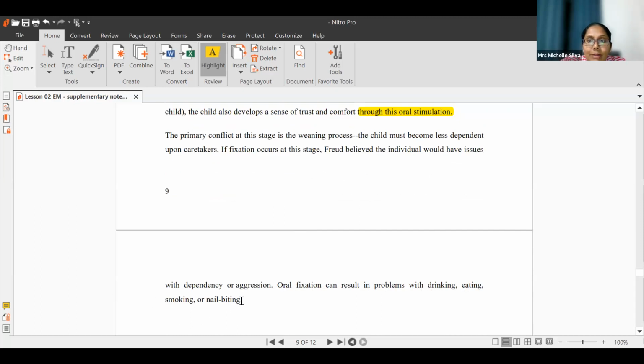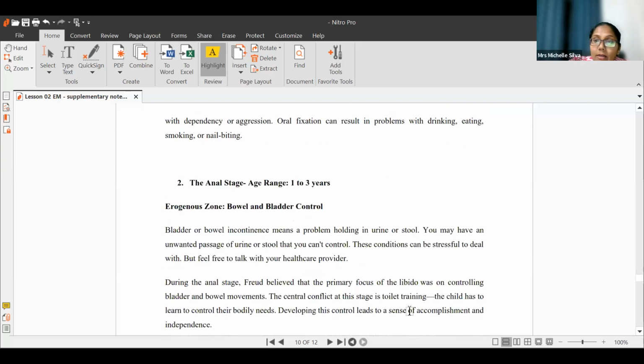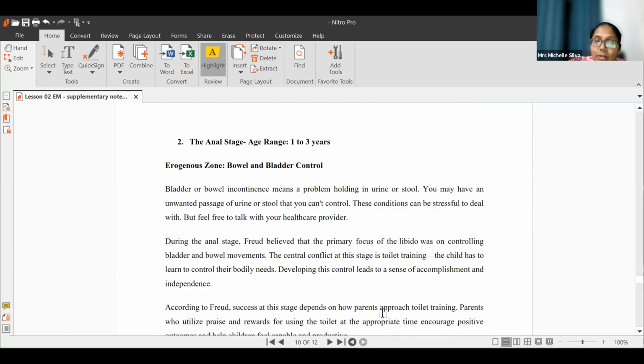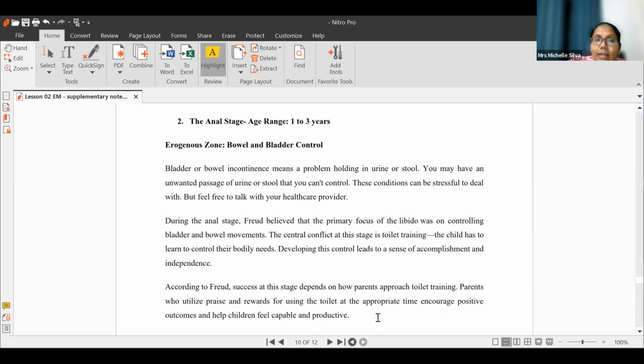During that period, the child is highly dependent on the caretaker. If, as an adult, you are not keeping an eye on them in an appropriate manner, they will become aggressive. We should not let our child or infant become aggressive. So as adults, it is really important to satisfy their needs and wants on time. Then the anal stage.